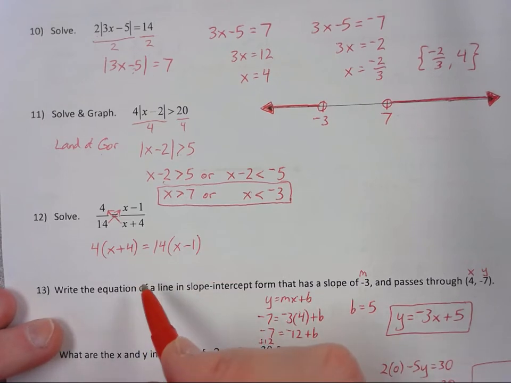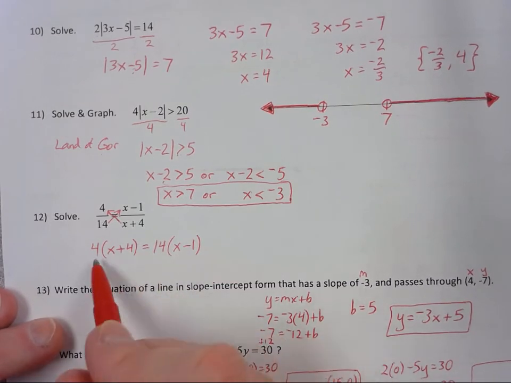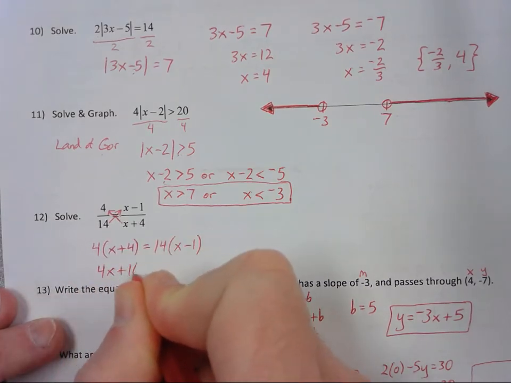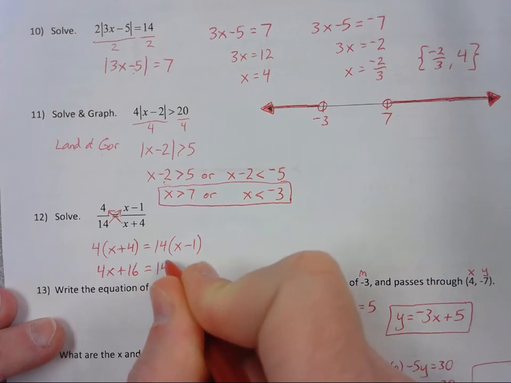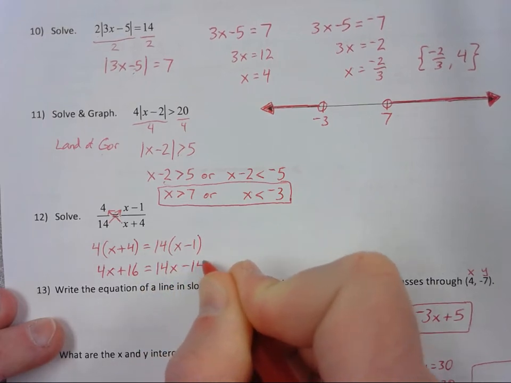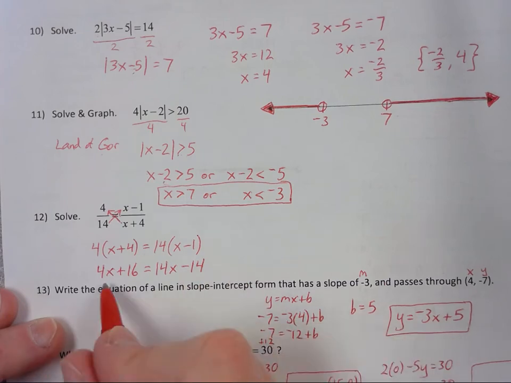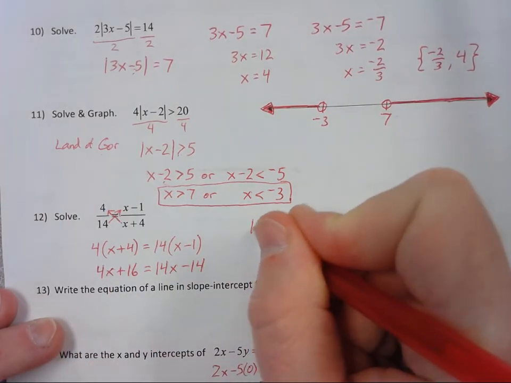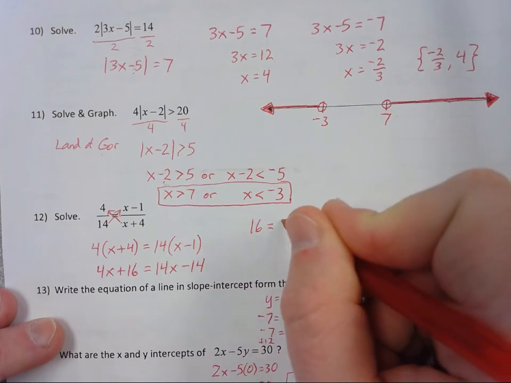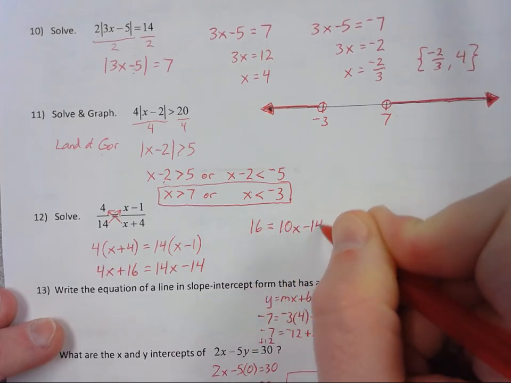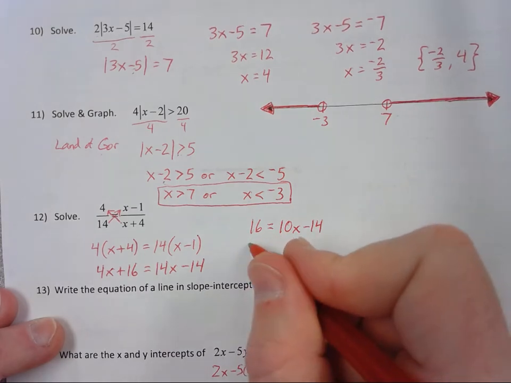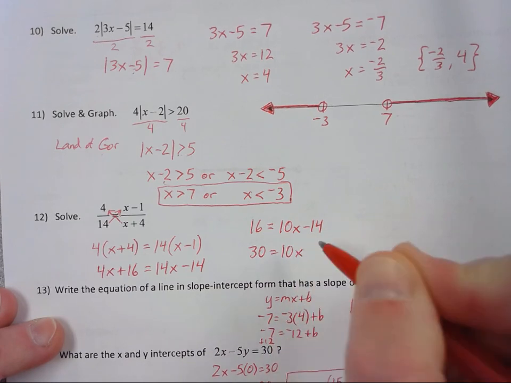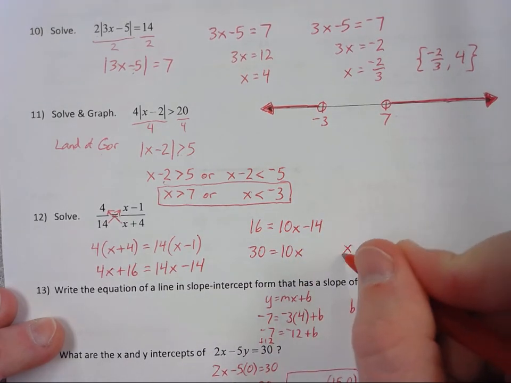And so to solve this, we got to distribute each of those numbers. The 4 gets multiplied by the x, and the 4 gets multiplied by 4. 14 gets multiplied by x, 14 gets multiplied by 1. So now if I subtract 4x, I'm going to end up with 16 equals 10x minus 14. Add the 14 over to the other side. 16 plus 14 is 30. Divide by 10, and x equals 3.